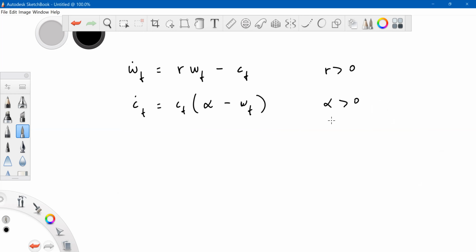Now, is this a linear or a nonlinear system? It is a nonlinear system. The first equation is linear, but the second equation is nonlinear, right? Because it's alpha minus W_t multiplied by C_t. Now, how many steady states do we have?